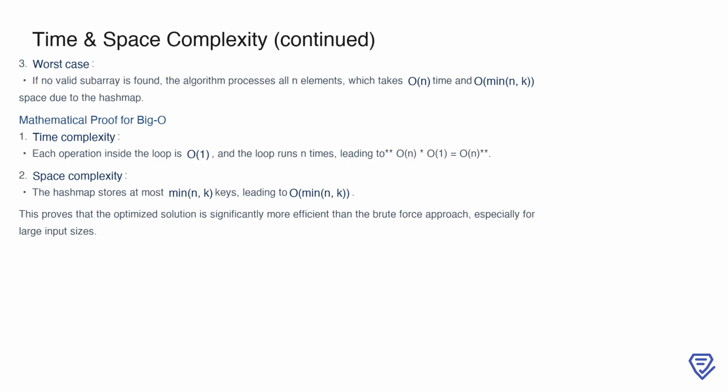To mathematically prove the big O analysis, consider that each operation inside the loop, including updating the cumulative sum, performing the modulo operation, and hash map lookups or insertions, takes constant time, or O(1). Since the loop runs n times, the total time complexity becomes O(n) multiplied by O(1), which simplifies to O(n). For space, the hash map stores at most min(n, k) unique keys, leading to O(min(n, k)) space complexity. This analysis confirms that the optimized solution is significantly more efficient than the brute force approach, particularly for large input sizes, making it a robust choice for this problem.